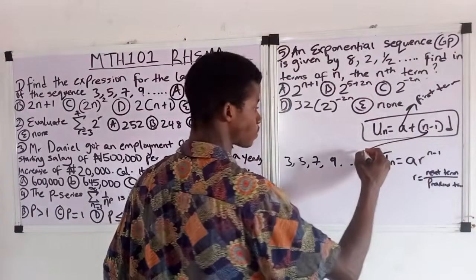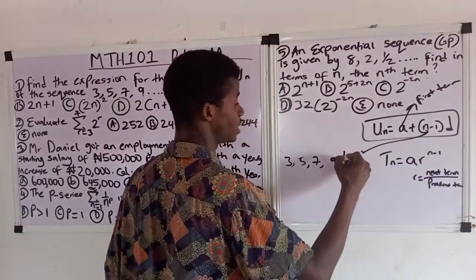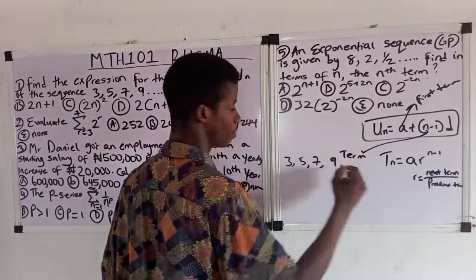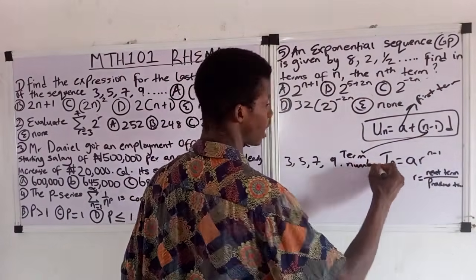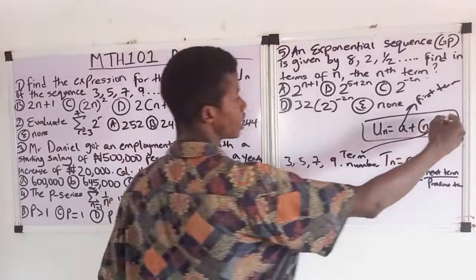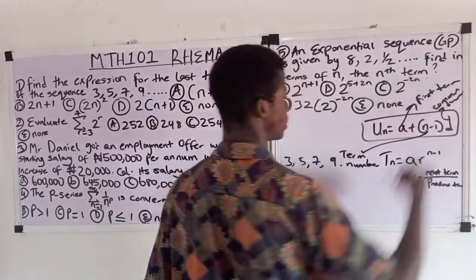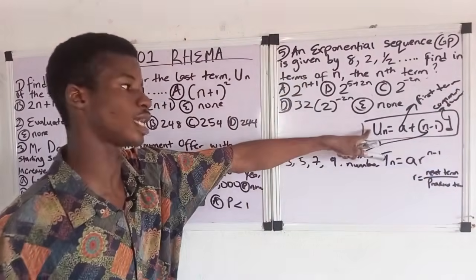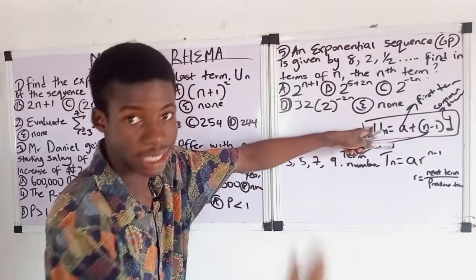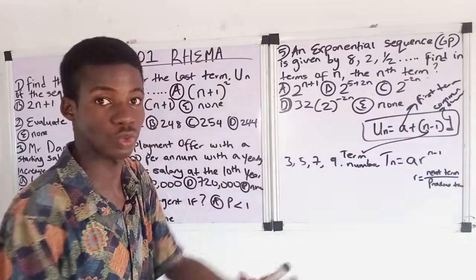Then this n is known as the term number. Okay, this is very important. n is known as the term number. Then d is known as the common difference. Okay, the common difference. And this one is the nth term, right? Yes, the term they are telling us to look for.